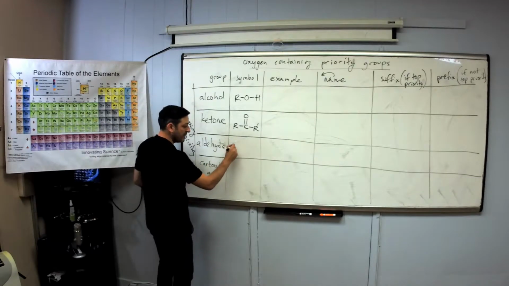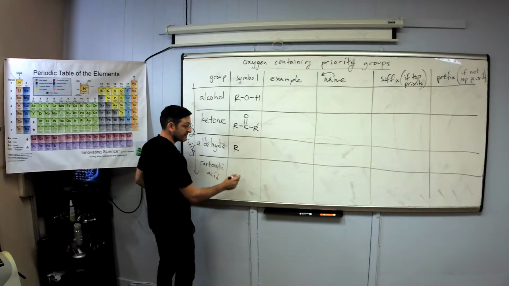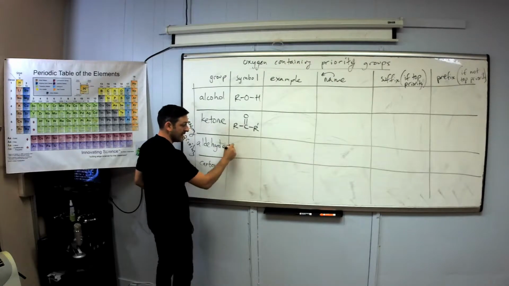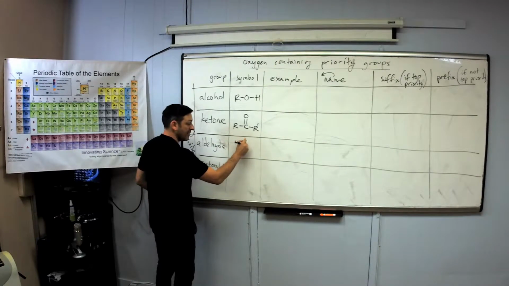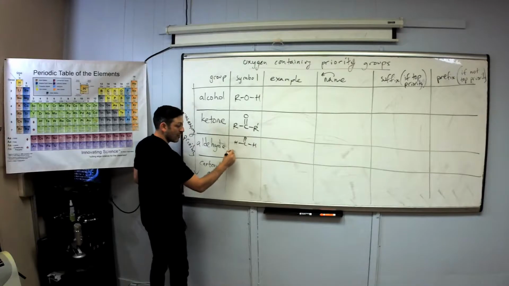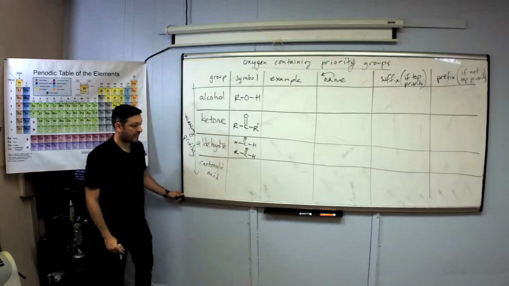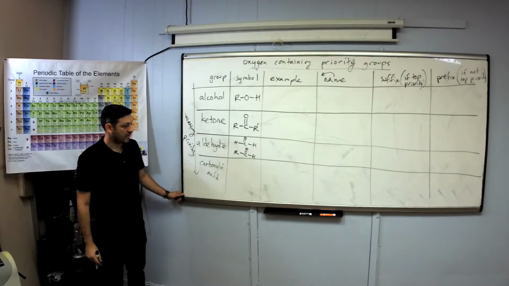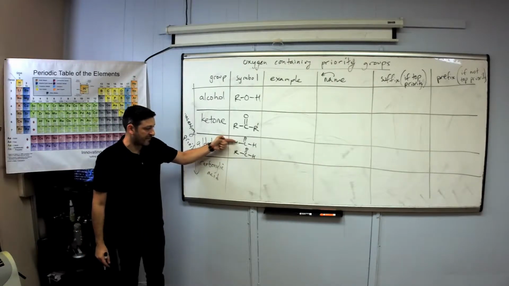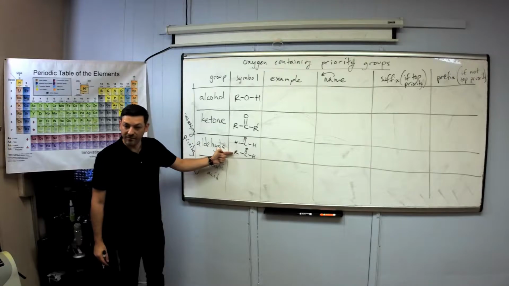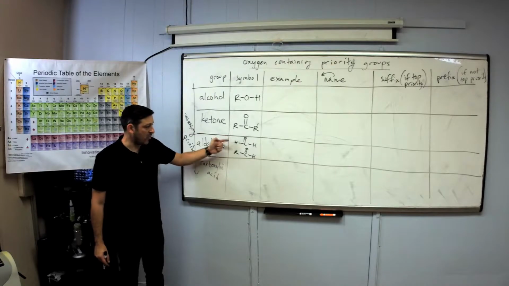The aldehyde has an R. Well, actually, there's two versions of the aldehyde. There's H, carbonyl, H, or R, carbonyl, H. There's obviously only one molecule that fits this description, and there's an infinite number of molecules that fit this description. Right? But what's the point?